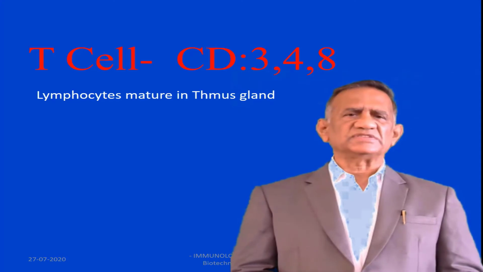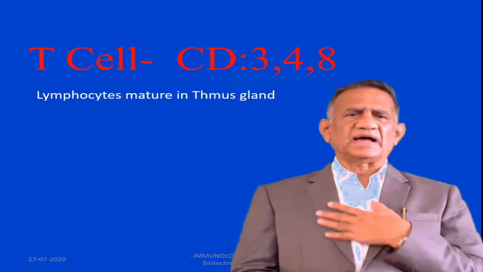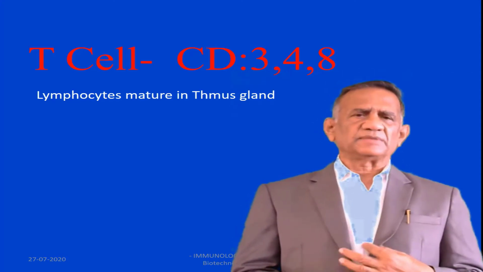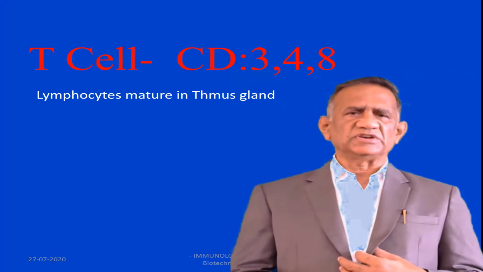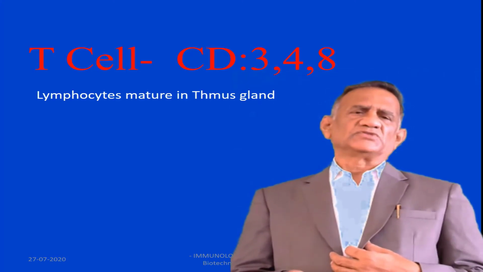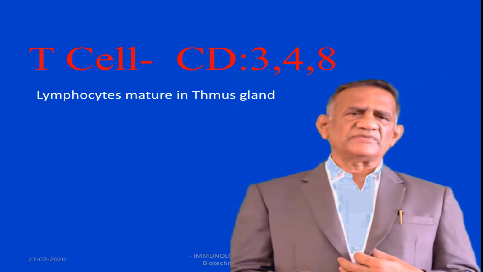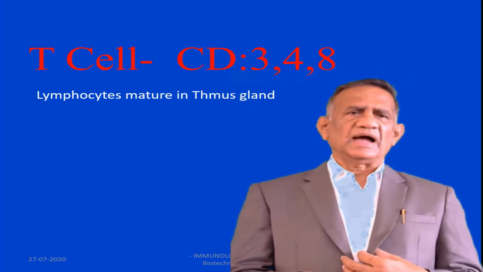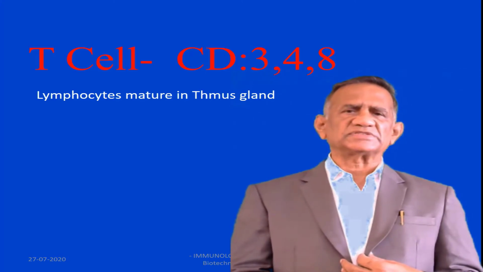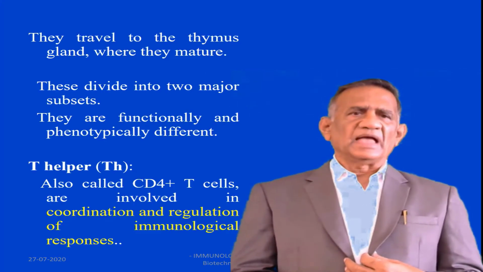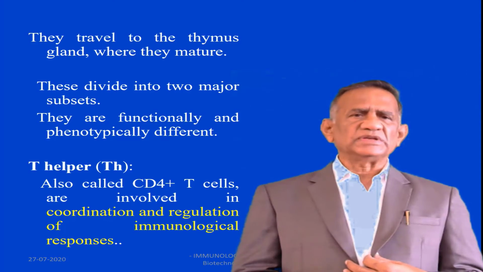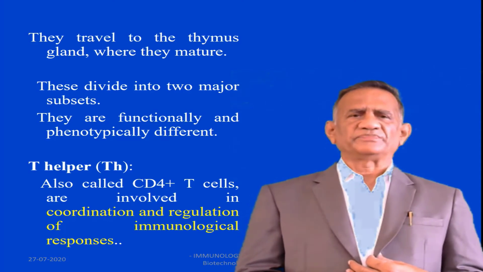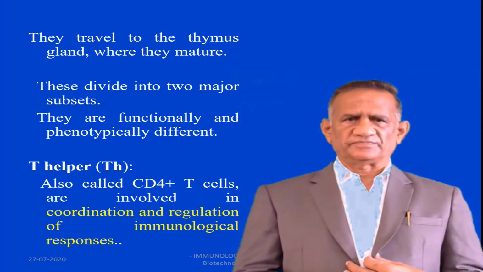So next, let us see the T cell. The T cell is identified with markers called CD3, CD4, CD8. Immature T cells have CD3, a mature T helper cell has CD4, and a mature cytotoxic cell has CD8. And the T cells travel to the thymus gland from the bone marrow. In the thymus gland, they mature.